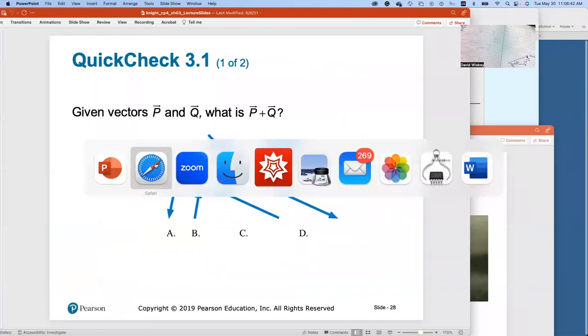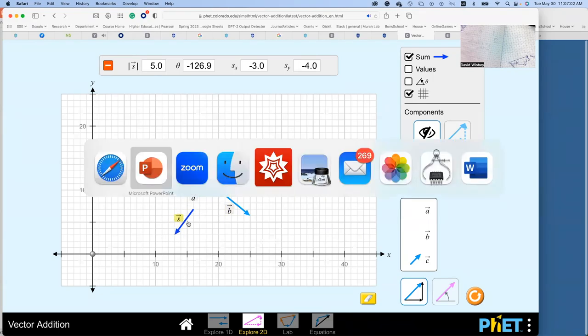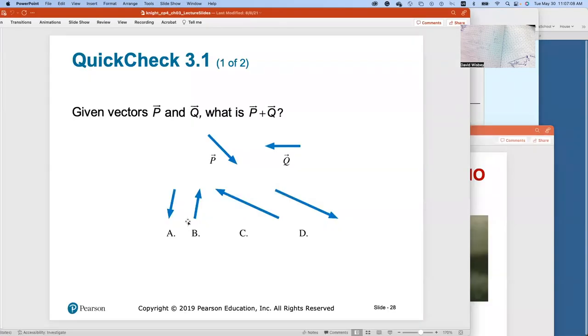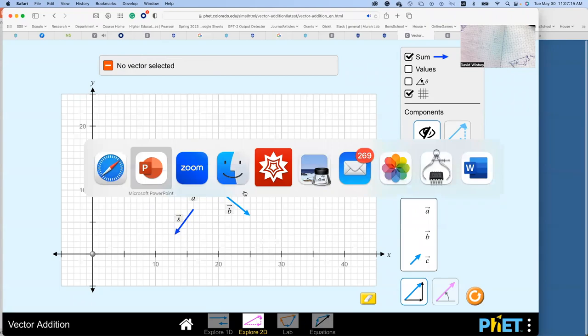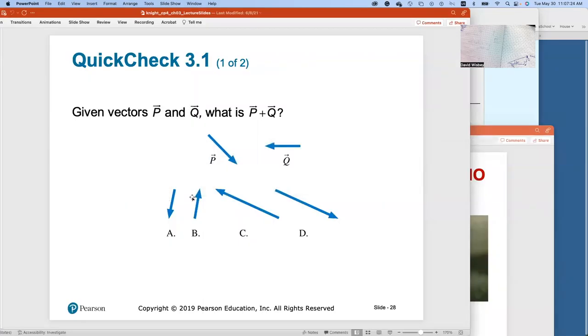So vector P is kind of pointing down. I'll go like this. And then Q is going the other way. This is kind of straight like this, maybe. Okay, so I'll put these like this. And then the sum of my vectors, P plus Q, looks like, I don't think I did this right. Oh, that one should look more like that. Maybe. Okay. So then it looks like A. Yeah. There we go. All right.